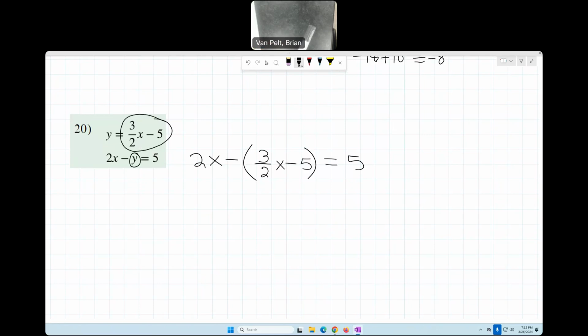I'm going to put it above. See, so the equation was 2x minus y equals 5. You see it there? There's y. Now you're going to distribute. So I get 2x minus 3 halves x plus 5 equals 5.